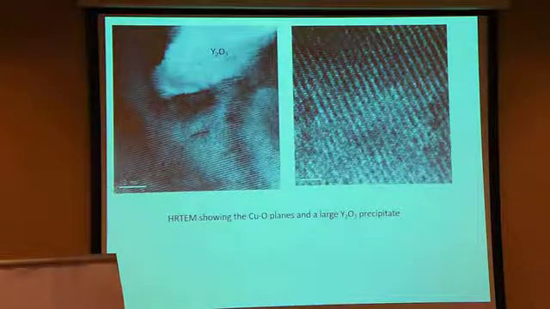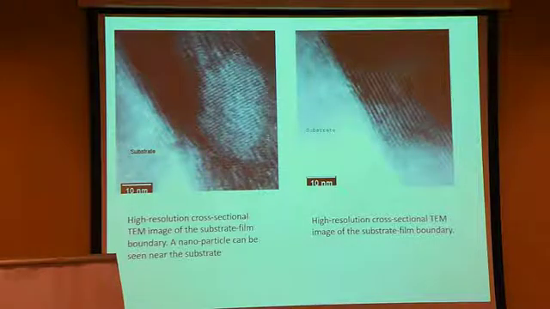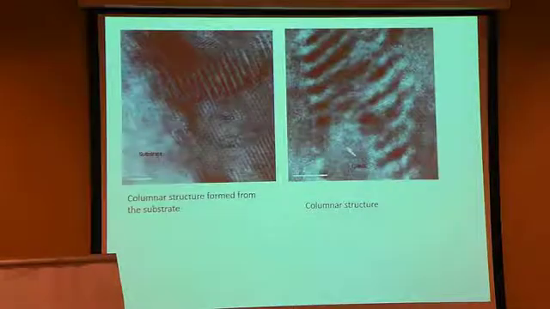Here are some types of defects which we have seen using transmission electron microscopy. Here is a large Y2O3 precipitate. Here you can see the copper oxygen 2 plates. TEM image showing correlated C-axis defects. Misorientation in the boundary area. Nanoparticles around here. Here at the substrate you see a very nice boundary between the substrate and the YBCO film, so we have very good quality growth.